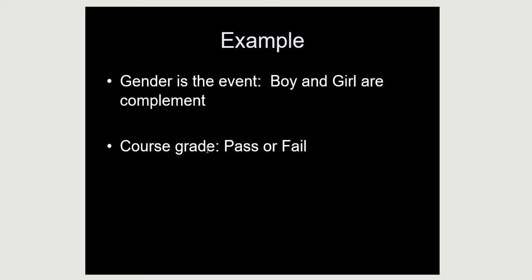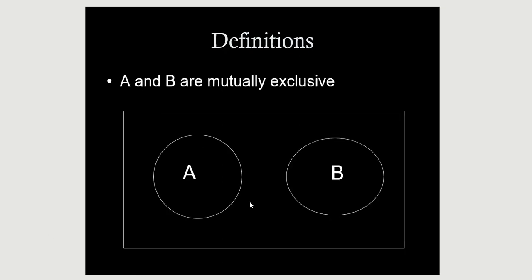Together, you have covered all the possibilities of the event. There's nothing left out. Okay? Not to be mixed up with mutually exclusive. Mutually exclusive are two different events. One event is A, the other event is B, and they do not share any common elements together.